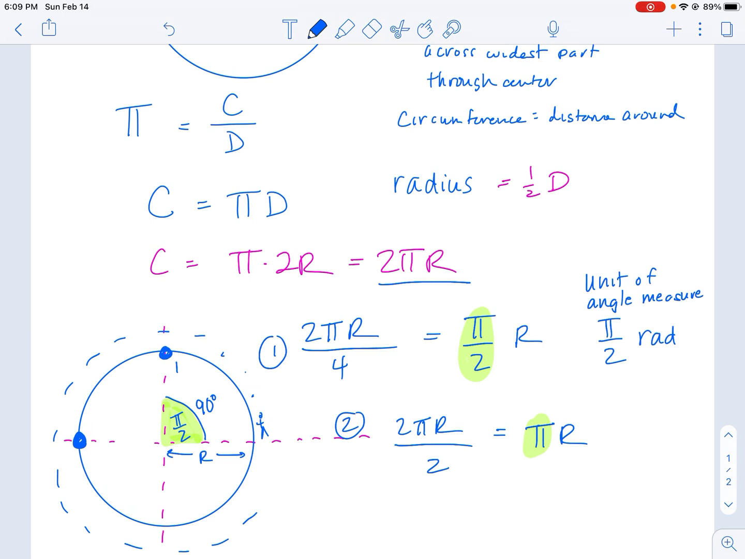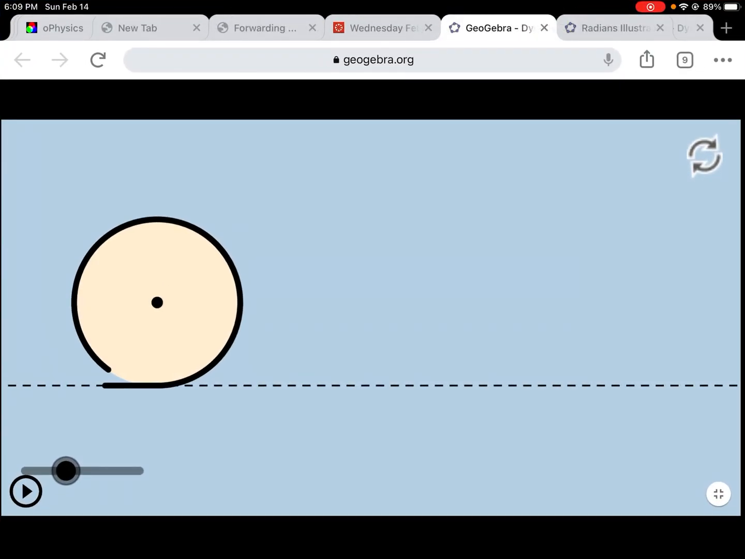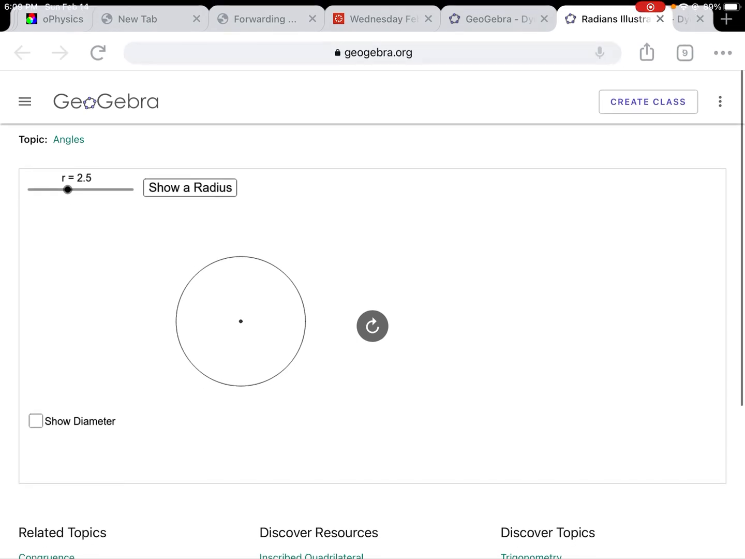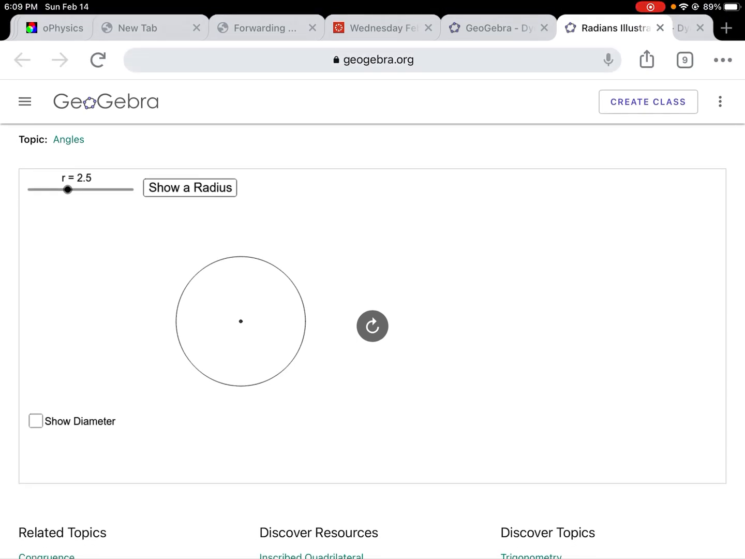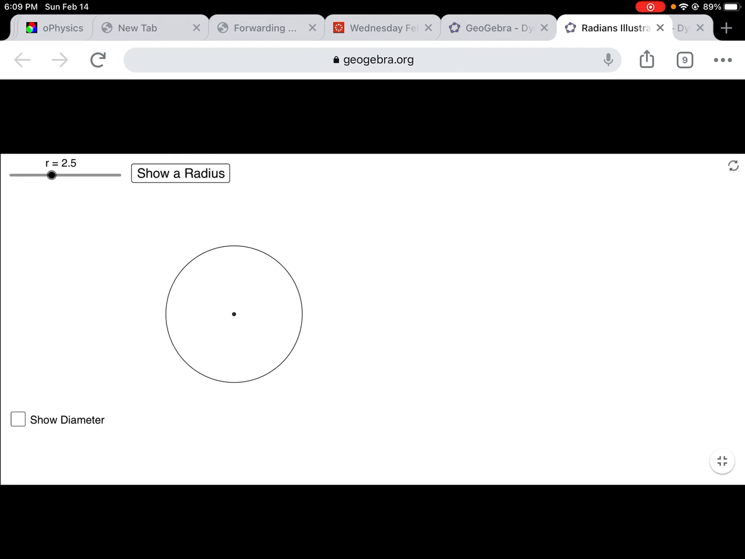We're going to be using radians a lot in this section. Let's go to another animation to take a look at this more. Okay, here's a radians illustration. So I'm going to show a radius. I'll maximize this. Let's see if it'll go. There's a radius.